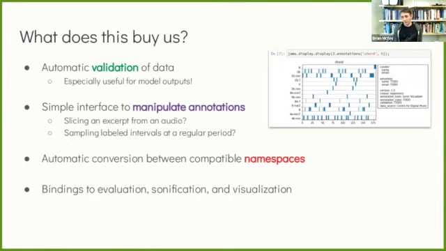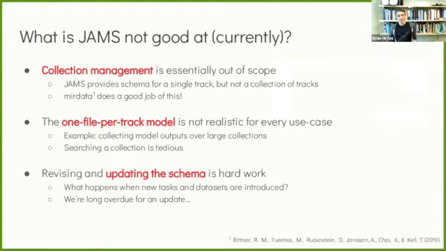I found it super useful in my work, but there are definitely some drawbacks to JAMS, at least currently. So let's talk about those. Things it's not good at: collection management. It's not even in scope, right? It does not manage collections. It manages annotations for one track at a time. And we talked a long time ago about trying to extend it to do collections and just couldn't figure out a nice way to do it.